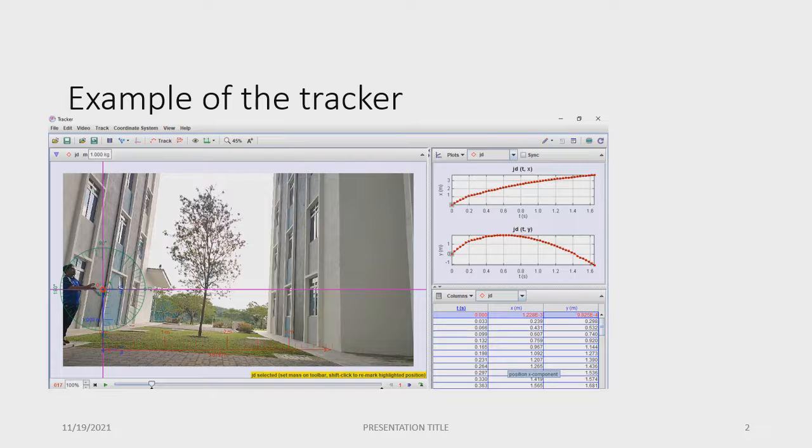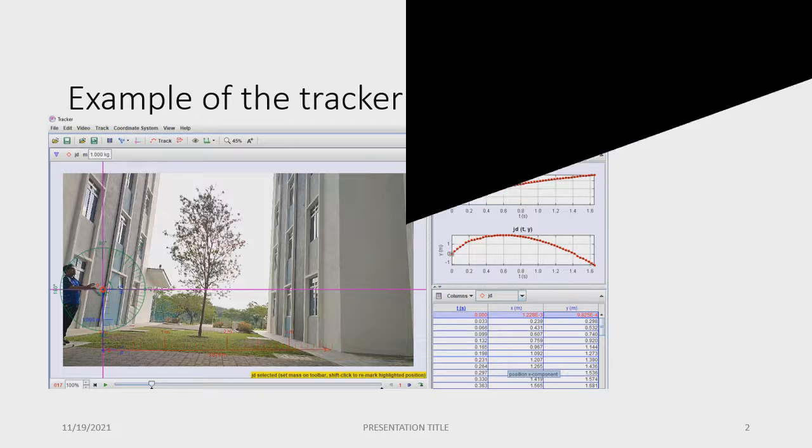This is the example from the tracker. This is how we collect the data from the video. We put the video into the tracker and we track the shuttlecock from the beginning until the end. After that, we collect all the data from the tracker and we make a graph in Excel.